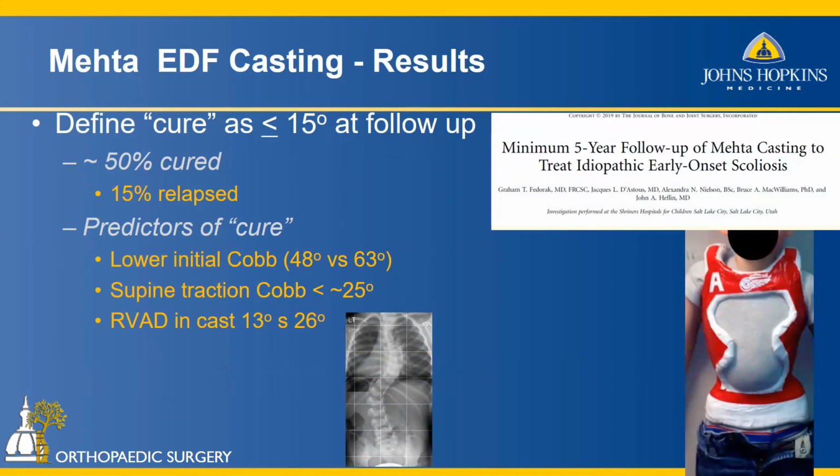The results have recently been published by Graham Fedoruk and the Utah group in a recent JBJS article, showing that if you define a cure as a Cobb going down to 15 degrees at final follow-up, over 50% of idiopathics were cured, although 5% did later relapse. But that's still a pretty good rate of improvement, and the others were officially delayed. The things that predicted a higher rate of cure were a lower initial Cobb, a flexible curve that corrects to 25 in traction, or gets a lower RVAD in traction.